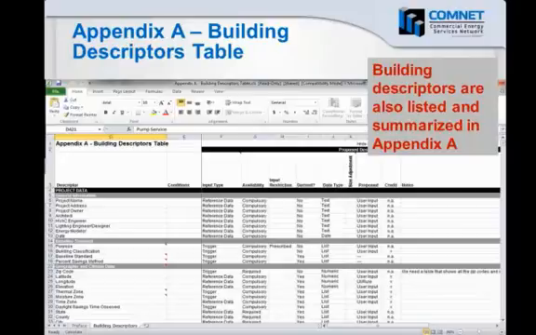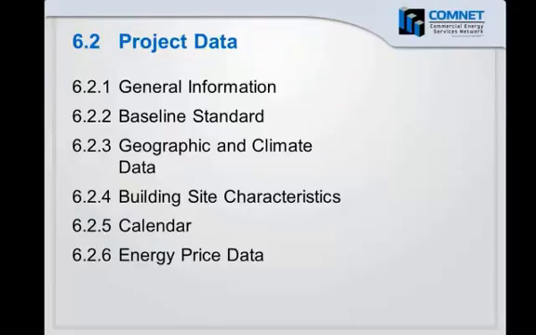All right. The building descriptors are also listed and summarized in Appendix A of the COMNET manual, and this is actually an Excel spreadsheet that lists all the building descriptors, and its columns have characteristics of those building descriptors. So some of you may find it more handy to look at Appendix A, but there should be the same number of building descriptors in both places, and they should be the same. Okay, let's start with Section 6.2, Project Data.